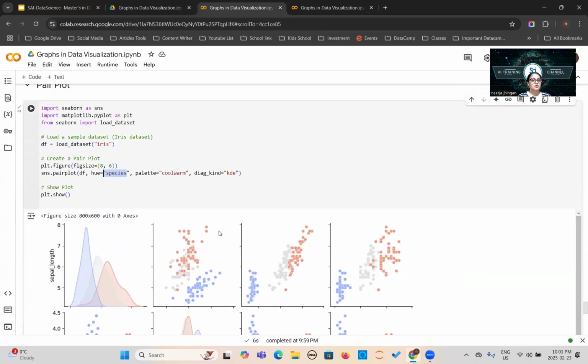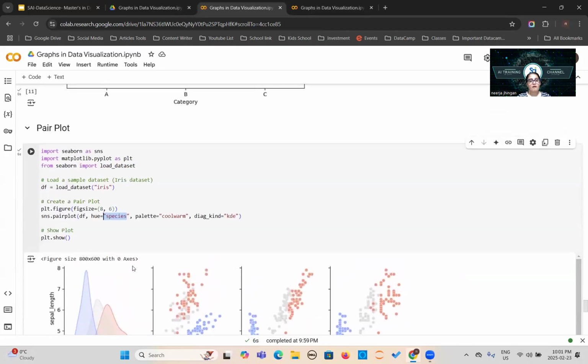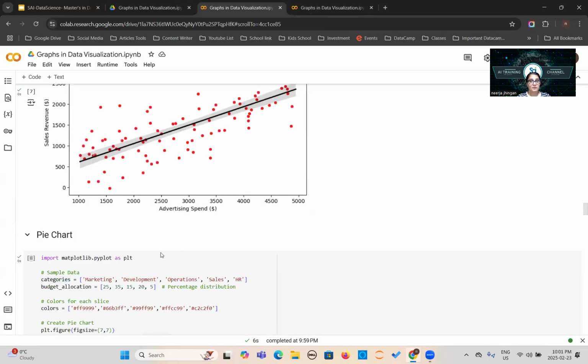Okay, so these are the small graphs, and this was all about your graphical representation. I hope you understand which graph is useful for what type of data set, and I hope you will be able to choose the right graph and become a very expert data analyst.